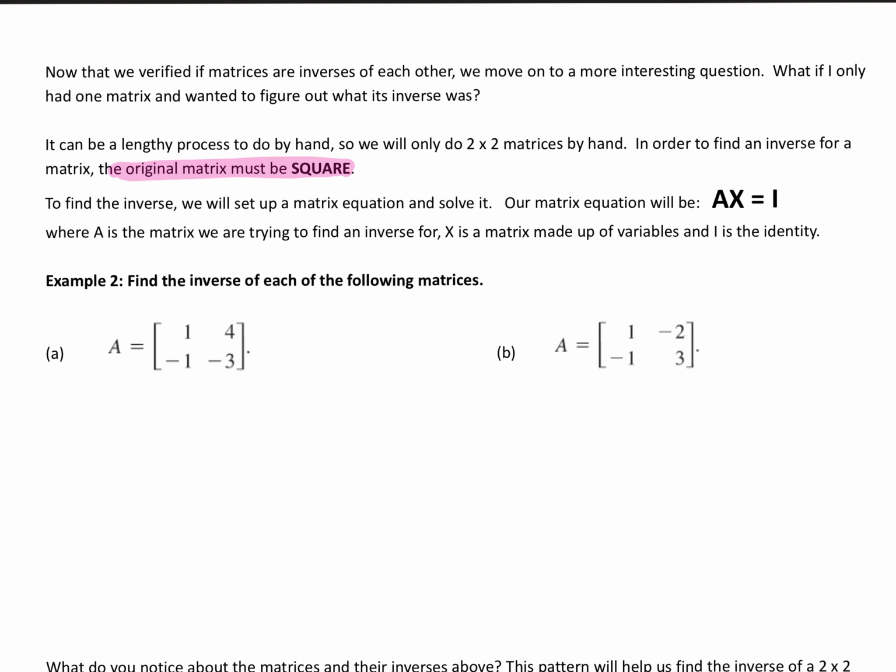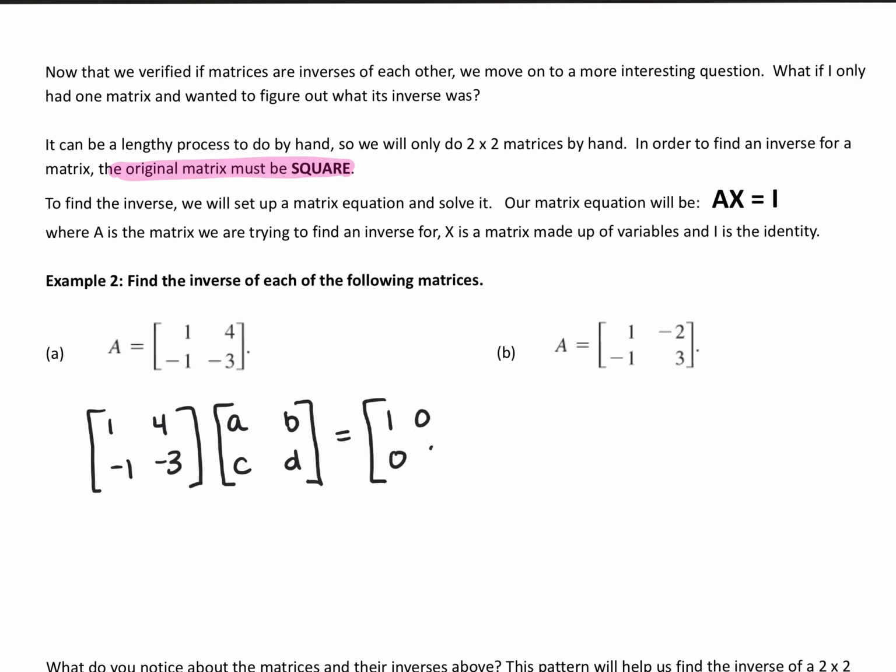X is the matrix made up of variables, and I will result in our identity. So for example, we have matrix A, which is 1, 4, -1, -3. All right, and then matrix X, we're going to make also a 2 by 2 matrix. It has to be the same size. And we'll call these A, B, C, and D. And what we have to get is 1, 0, 0, 1.